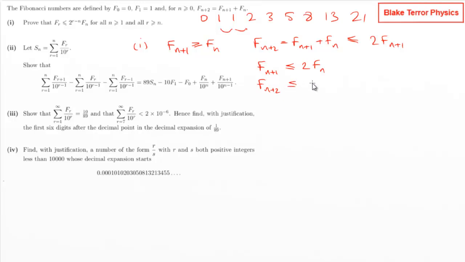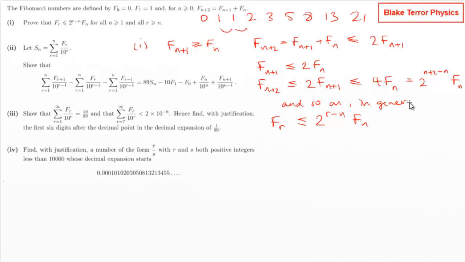I've got F_(n+2) is less than or equal to 2F_(n+1), so it must be less than or equal to 4F_n, which is 2^((n+2)-n) times F_n. Okay, so that's just built up. That's done it then, isn't it? And so on. And we could say F_r would be less than or equal to 2^(r-n) F_n. Yeah, in general, we can have that.